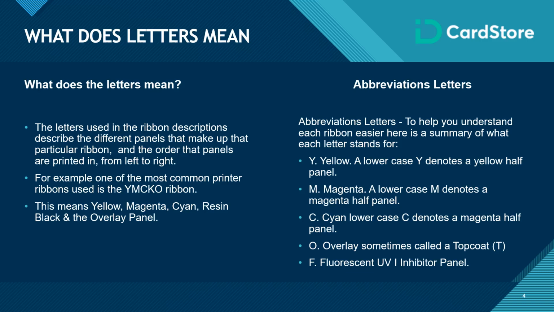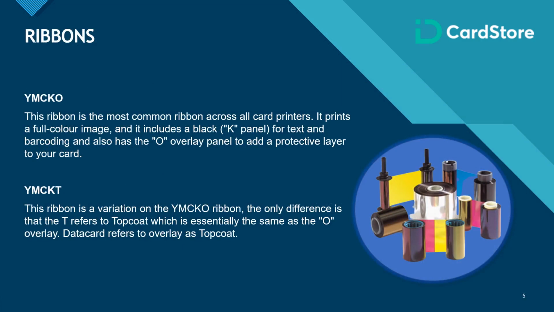Don't worry, we don't expect you to be an expert. We have broken each one down below, so you will know what the ribbon will print. YMCKO. This ribbon is the most common ribbon across all card printers. It prints a full-color image, and it includes a black panel for text and barcoding. It also has the overlay panel to add a protective layer to your card.